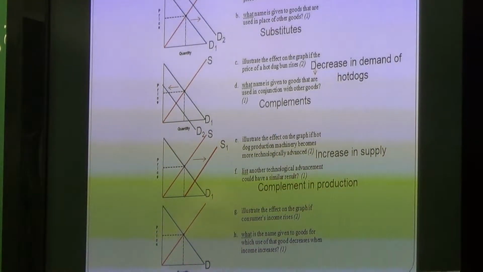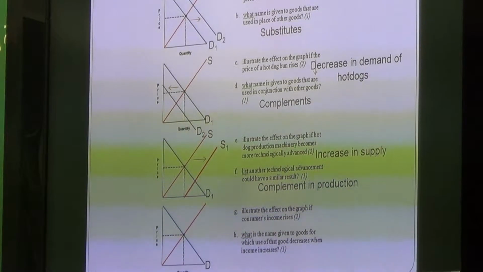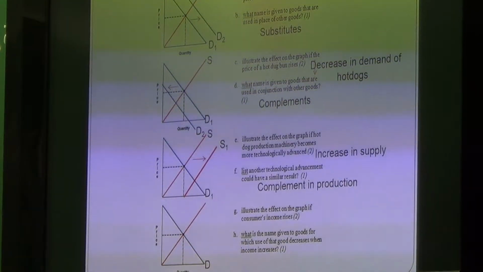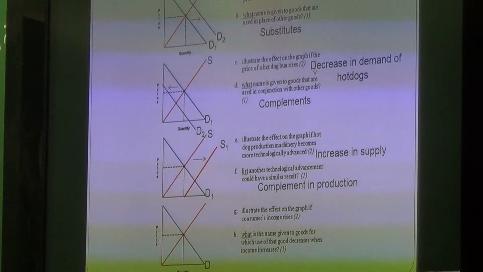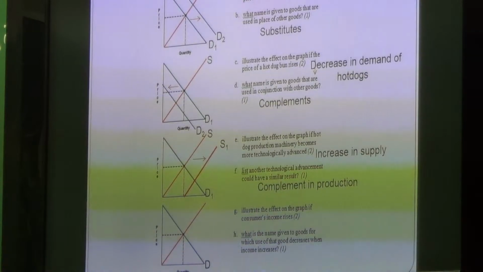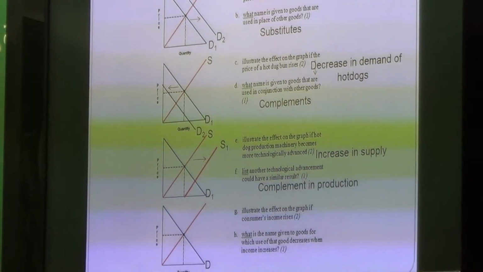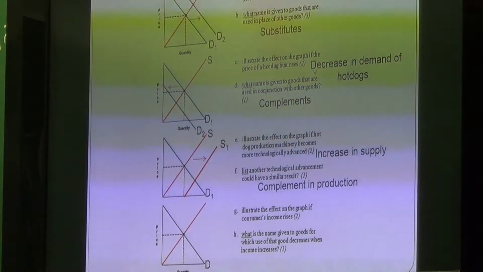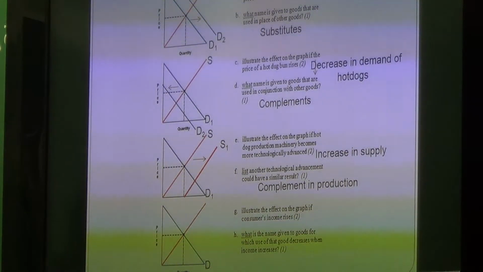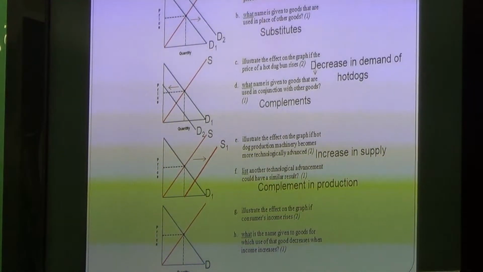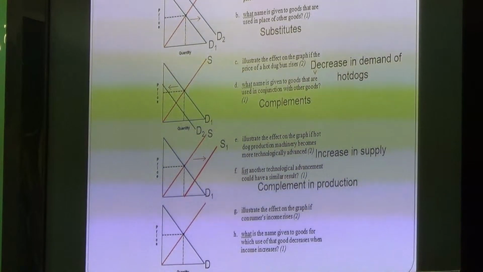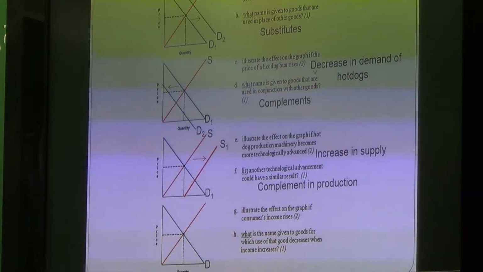So, illustrate the effect on the graph if consumers' income rises. And then, let's answer the second part, because this kind of gives you an idea of what we're looking for. What is the name given to goods for which use of that good decreases when income increases? Yeah, so an inferior good. So as your income is rising, you no longer have to buy Folgers coffee. You can now afford a Starbucks. So what happens? Illustrate the effect on the graph. If consumer income rises, what would happen then?